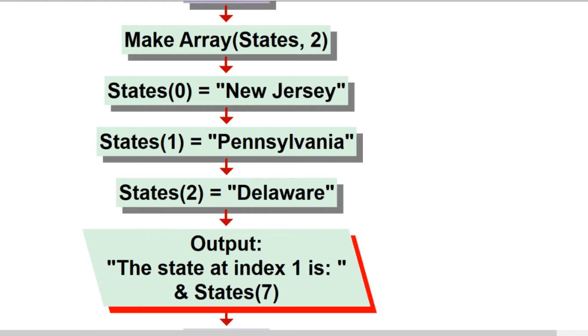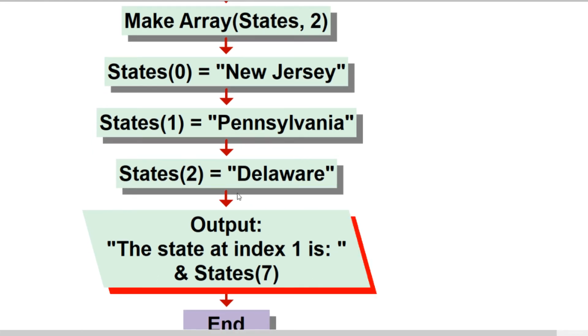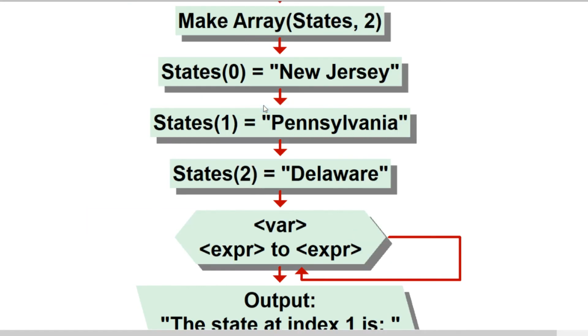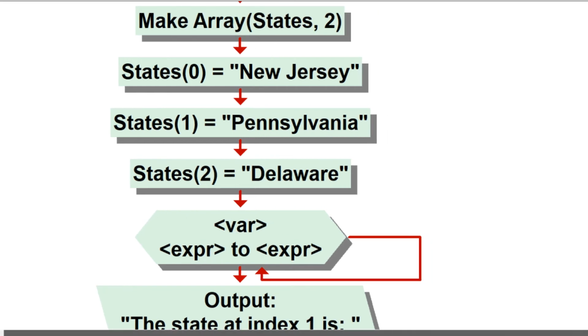So that's how we can print an individual item. Now, because all of the indices of an array basically are represented by positive integers, we can actually utilize these items with a for loop. So let's take a minute to see how this works.